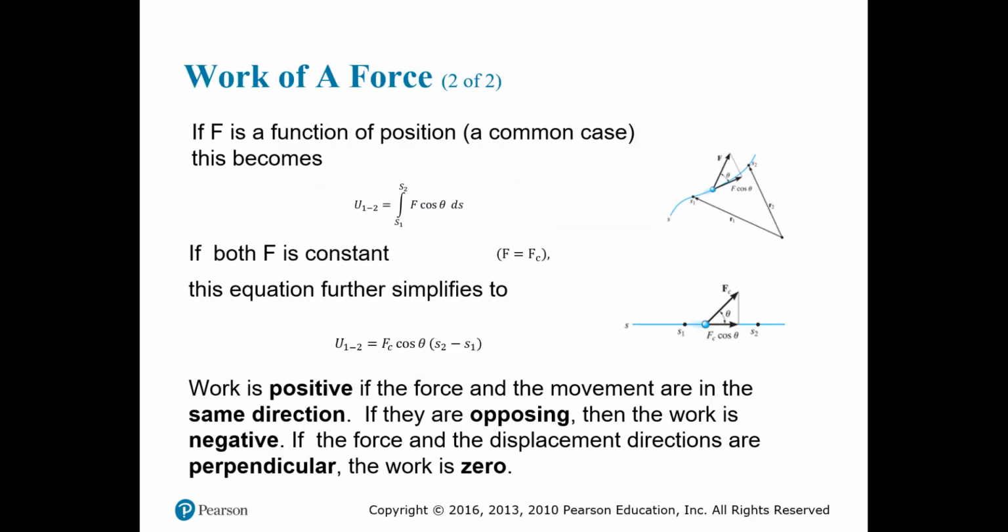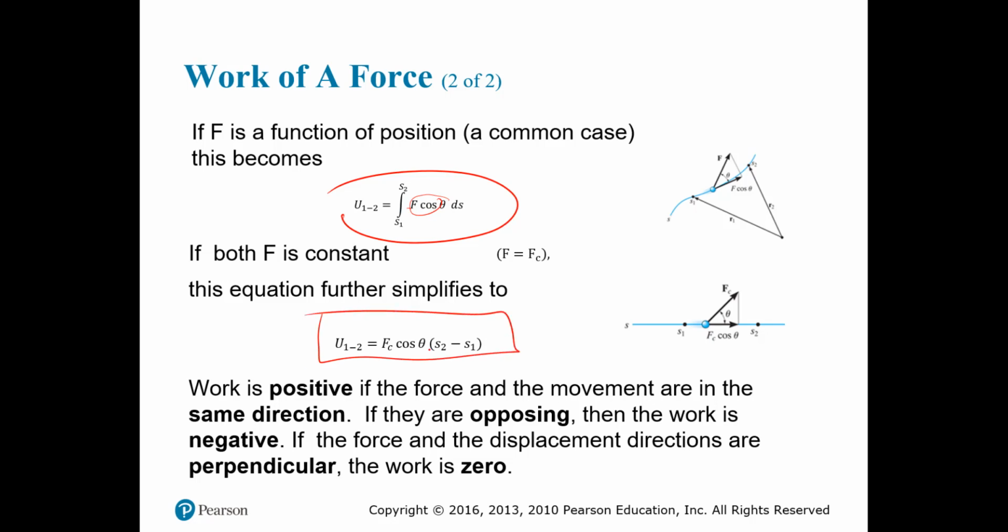Okay. So, following a little bit more. So f is a function of position, which is usually what it is, right? This becomes, like I showed you, an integral that can be defined as this. F and the angle are constant, so we can take these two out of the integral, and then we will get a more simplified equation, which is this one that we have right here.